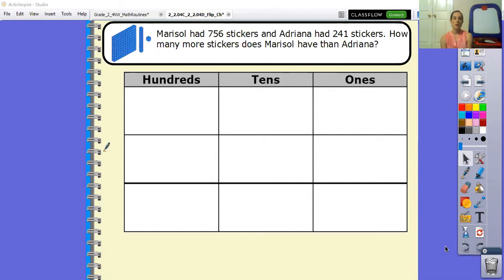Okay, so remember that when we are looking at our problem, we need to read through it and analyze our problem to find our keywords. So it says Marisol has 756 stickers and Adriana has 241 stickers. How many more stickers does Marisol have than Adriana? Okay, so remember, when we're looking for subtraction, you're always looking for whether it says how many do I have left, or how many more.